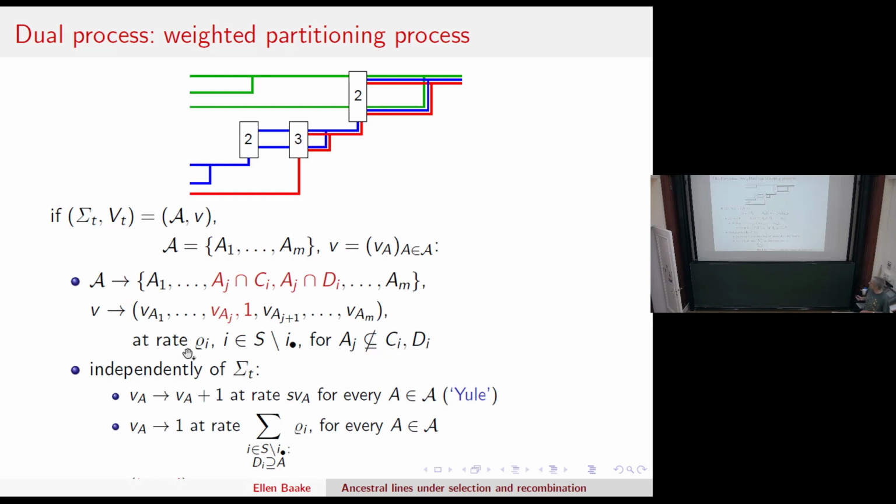And then independently of all the partitioning, the weights perform independent Yule processes. So every line branches at rate s, that is exactly the branching part of the process. And then finally, every weight is reset to 1 whenever a bar appears where the block is completely contained in the tail. So, like here. Here you just restart at 1 and nothing else happens. So, that's my Yule process.